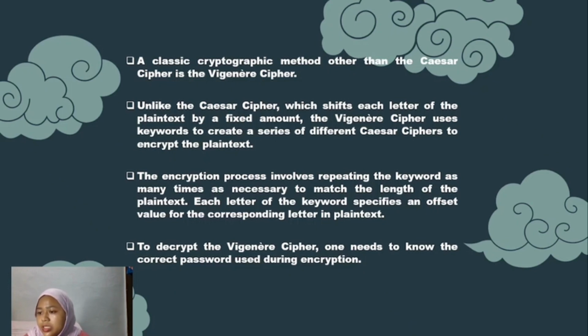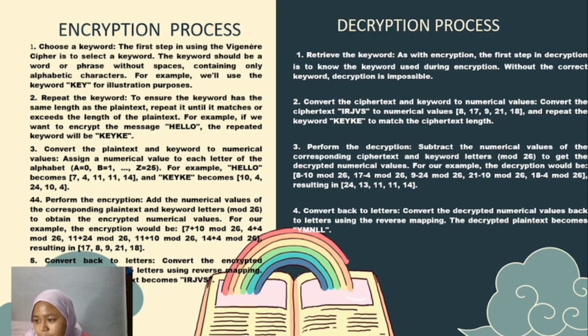It was considered quite secure for centuries until more advanced cryptographic methods were developed. To decrypt a Vigenere cipher, one needs to know the correct keyword used during encryption. Without the correct keyword, breaking the cipher becomes significantly more difficult, making it a useful technique in the classical cryptography encryption process.